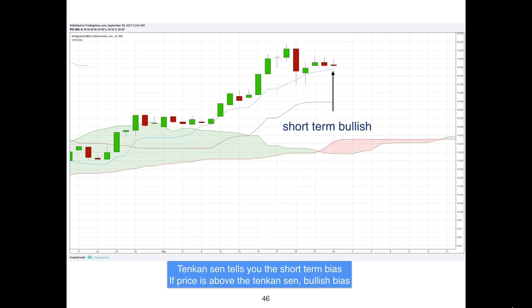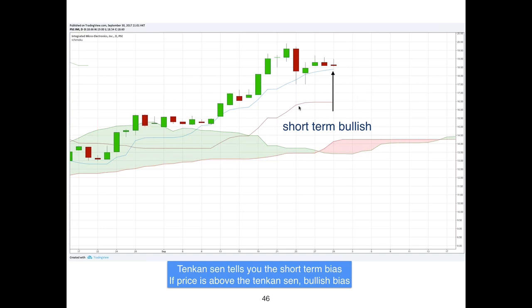The Tankenson tells you the short-term bias. If price is above the Tankenson, it is bullish. The Tankenson is the fastest of all the Ichimoku indicators. The Tankenson also shows you the strength of the short-term momentum. So the steeper the Tankenson line, the stronger the momentum of the price. In this chart for IMI, we see that it is moderately sloped upward, showing moderate upward momentum.